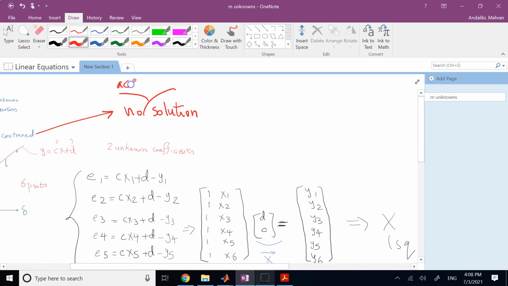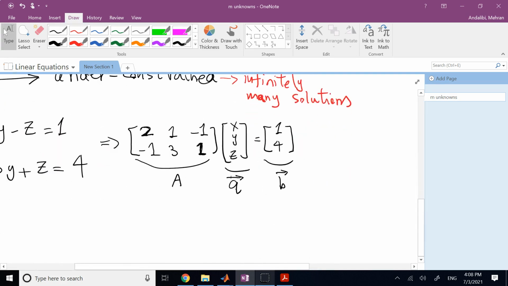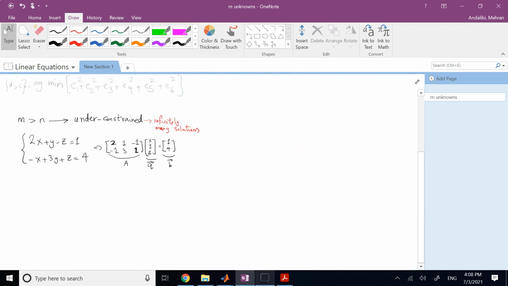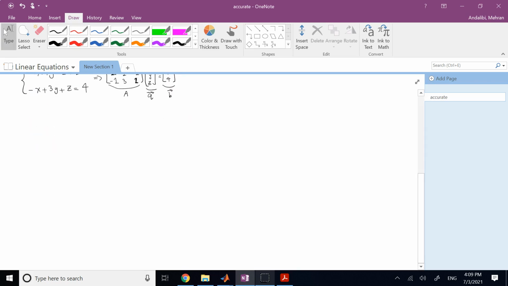There is no accurate solution. You can never pass through those points. Let's say that line through those many points, you can never satisfy all those equations, right? So that's what you can see here. Infinitely many solutions.